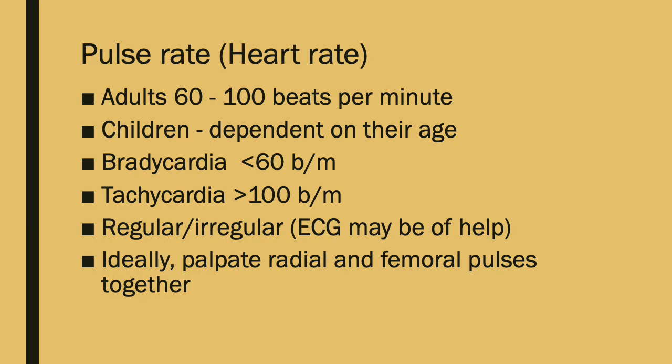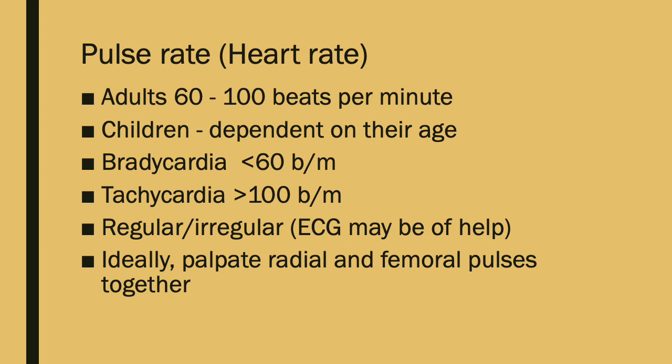A normal pulse rate in an adult is 60 to 100 beats per minute. And in children, the heart rate is dependent on their age. However, from age 12, we can start to apply the adult pulse rate ranges to children. When a heart rate is less than 60 beats per minute, it is called bradycardia. This means that the pulse rate is abnormally low. When a pulse rate is more than 100 beats per minute, it is called a tachycardia, which means that it is abnormally high or abnormally fast.